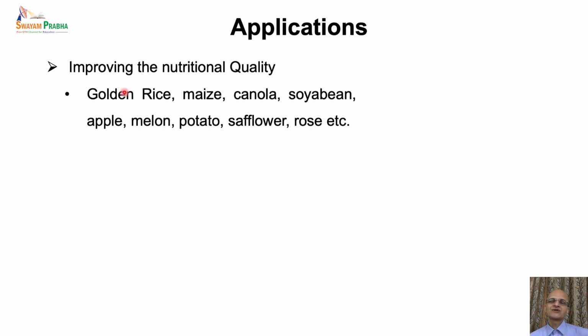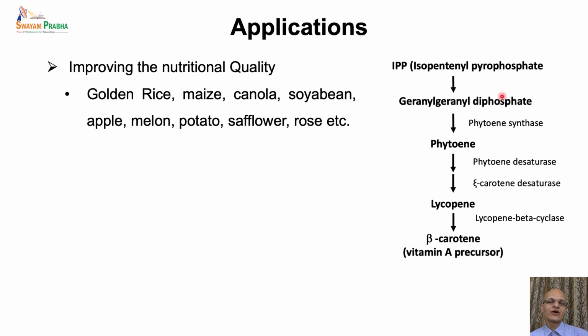Another category is to improve the nutrition quality of the food product. In this case, golden rice is one of the most popular events that we know about. Here is the pathway, or the various enzymes that are required for the synthesis of beta carotene, which is the precursor of vitamin A.